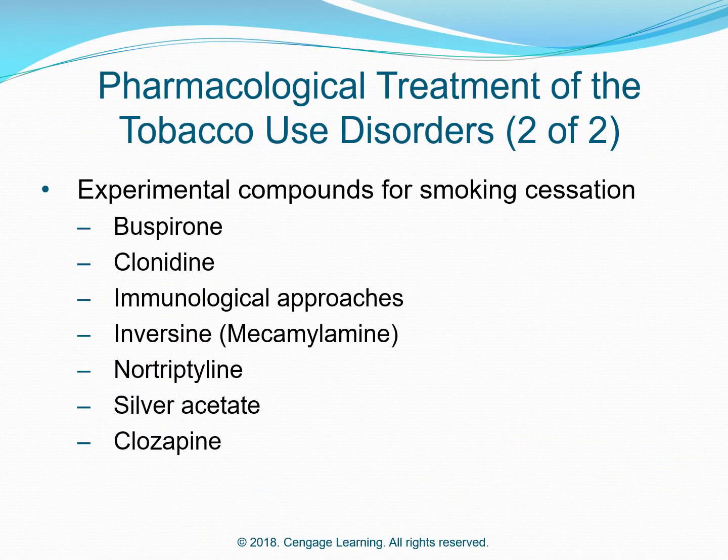Experimental compounds for smoking cessation: buspirone, clonidine. Immunological approaches: clozapine. So that's it for this one. Thanks for listening.